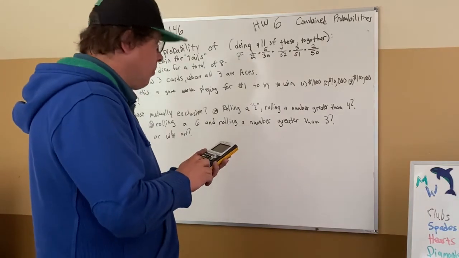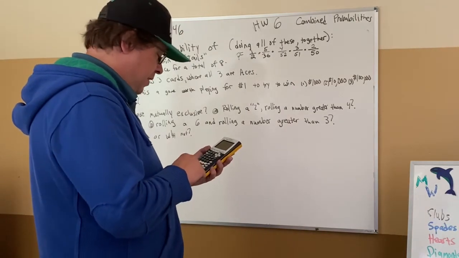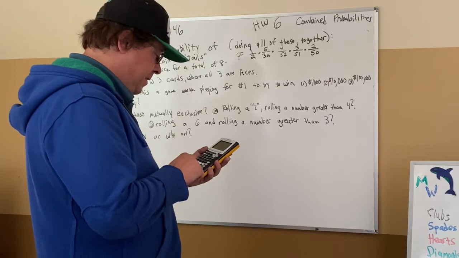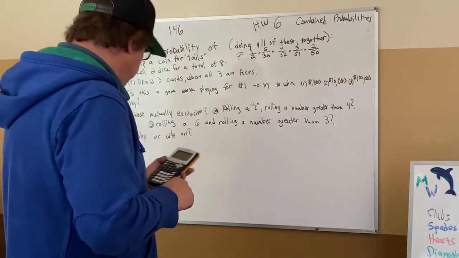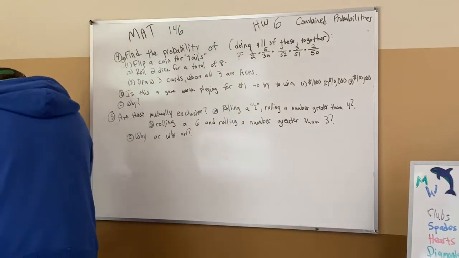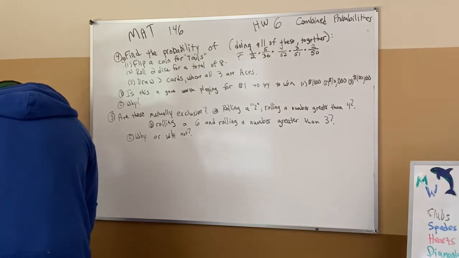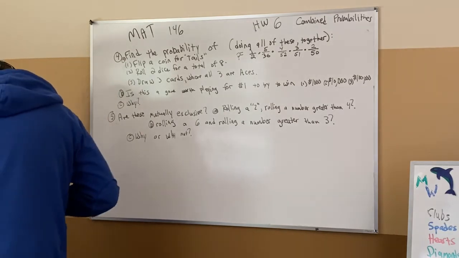Now, we're going to multiply that by 2 divided by 50. And at the end of all this, what the calculator shows in this mode is 1.257.